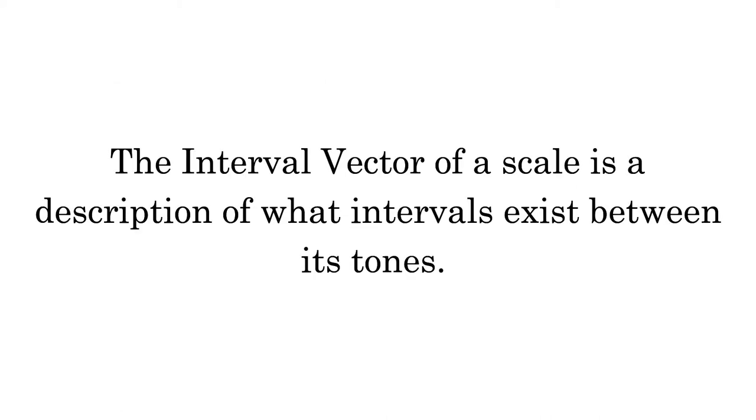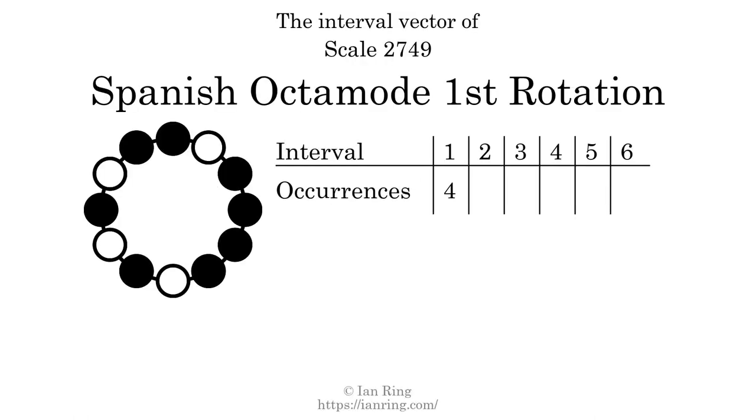The interval vector of a scale is a description of what intervals exist between its tones. There are four intervals with the size of one semitone. They are here, here, here, and here. There are six intervals with the size of two semitones. They are here, here, here, here, here, and here.